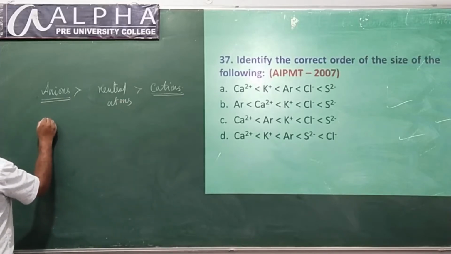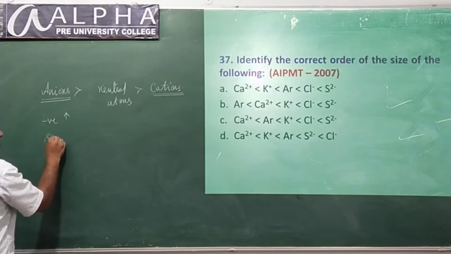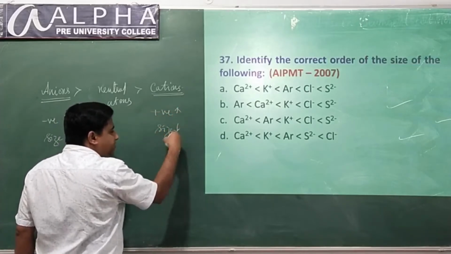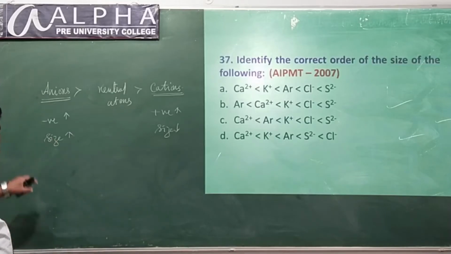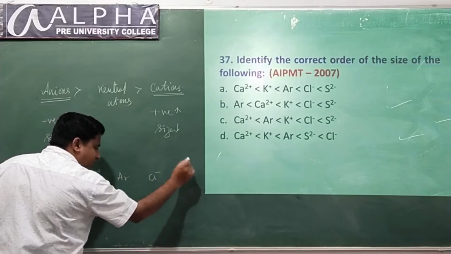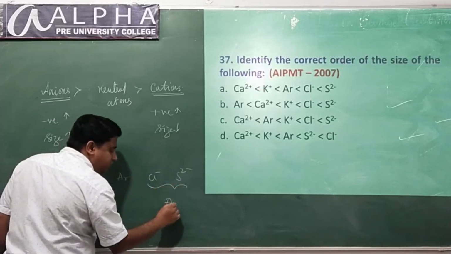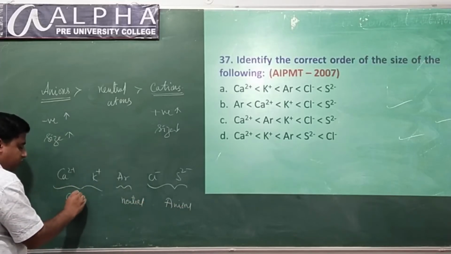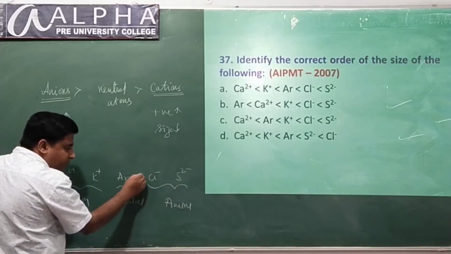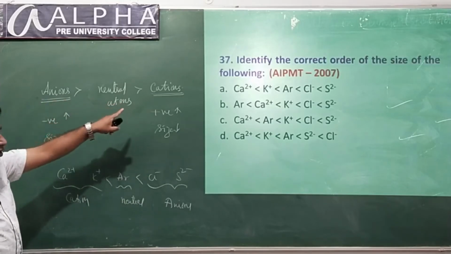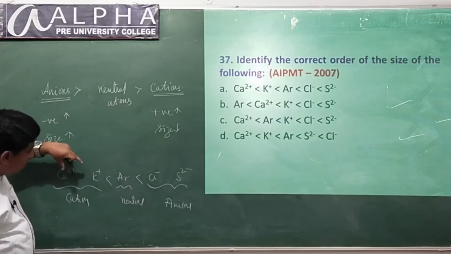Among anions, the higher the negative charge, the more the size. Among cations, the higher the positive charge, the less the size. So now we have calcium, potassium, argon, chloride and sulfide. These are anions, this is neutral, and these are cations. Obviously, anions have bigger size than neutral species, and neutral species have bigger size than cations.